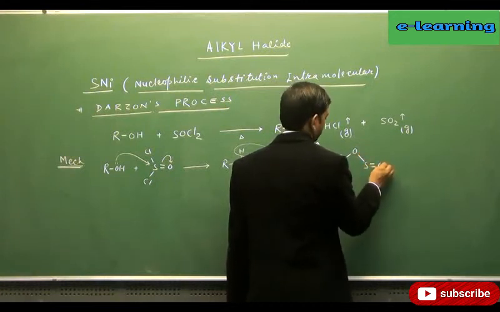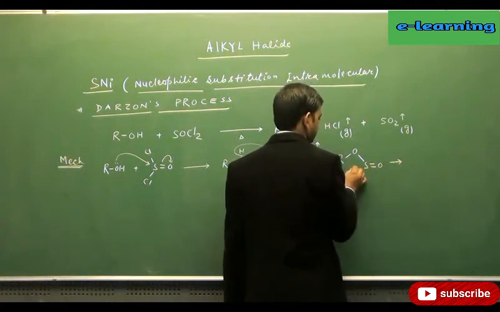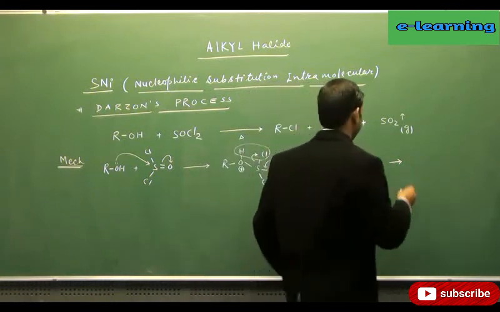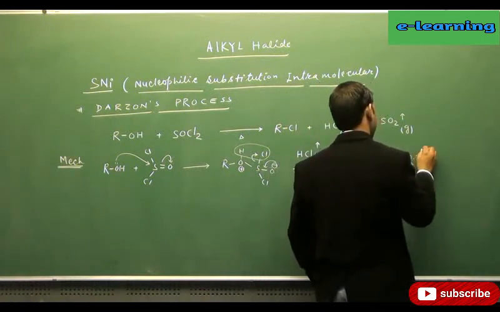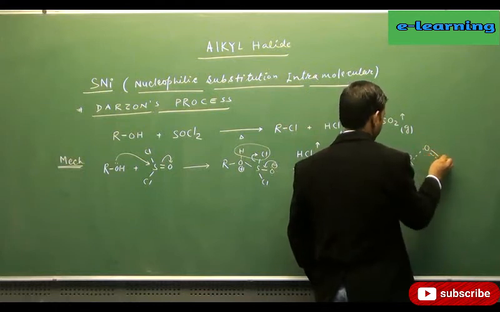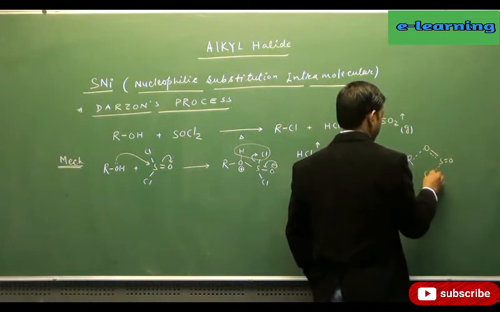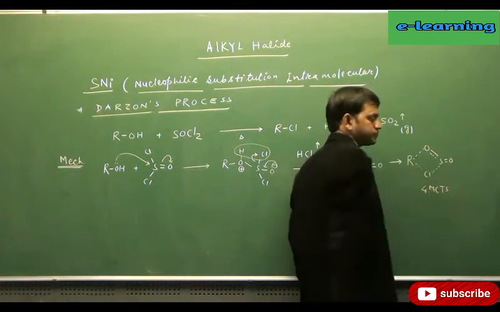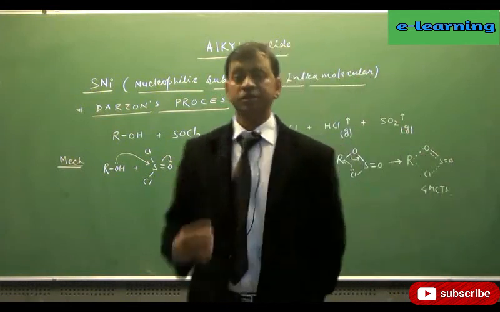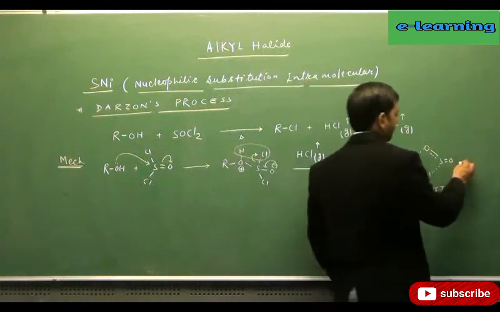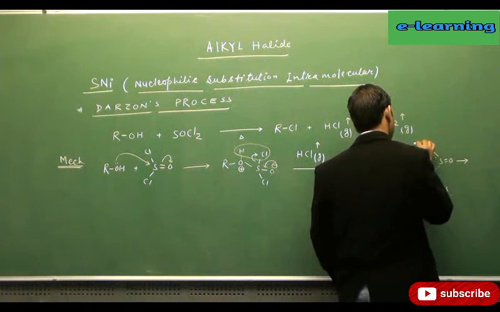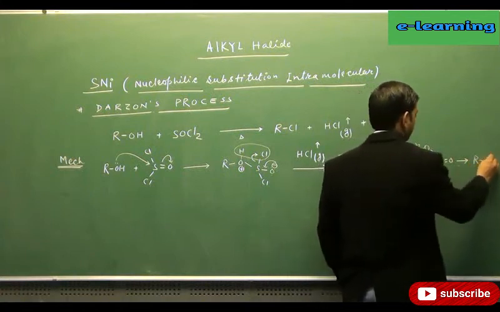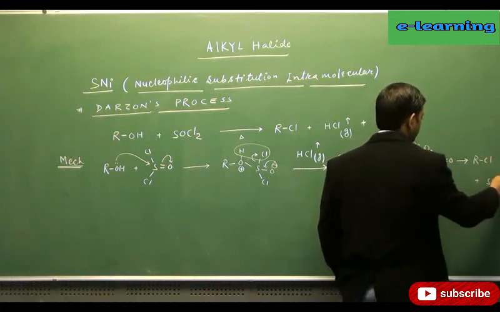We obtain ROS double bond OCl. This reaction further gives RCl; it forms a 4-member cyclic transition state, with bond breaking, bond formation, bond breaking, bond formation. 4-MCTS means 4-member cyclic transition state. Finally it gives RCl as product plus SO2, which escapes from the reaction mixture due to its gaseous nature.